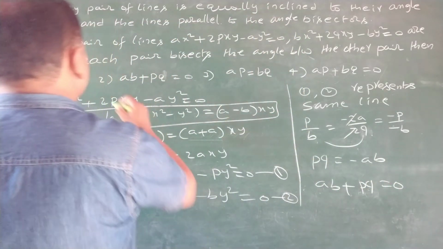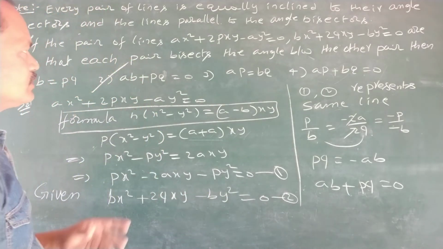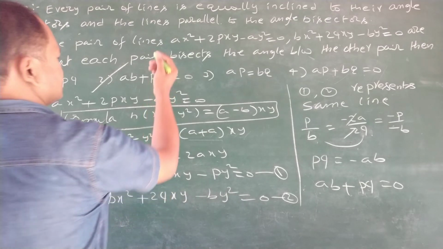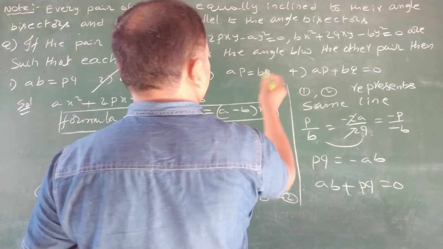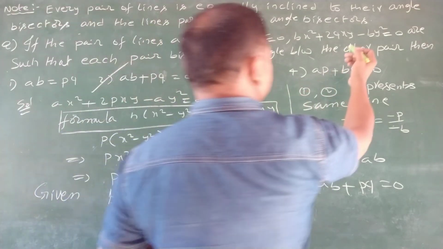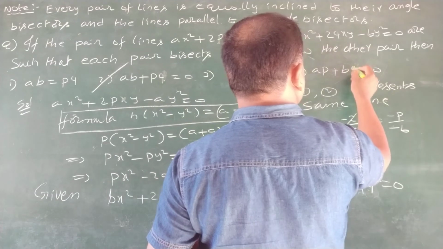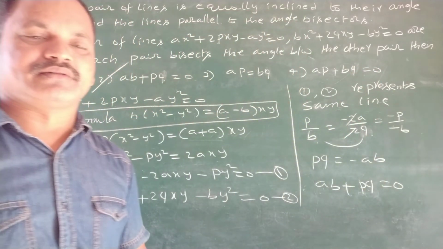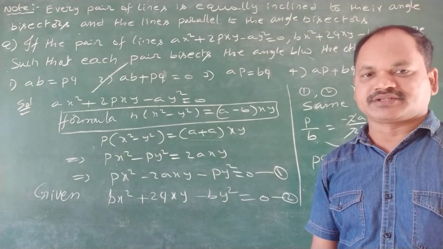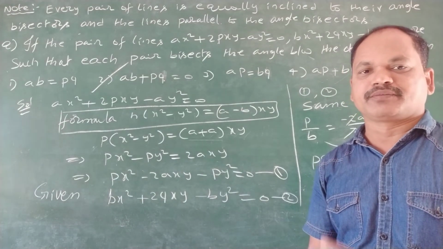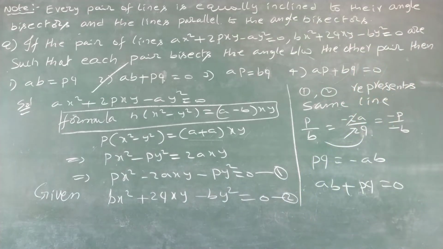That is in the second option. Okay? ab plus pq is equal to 0. That's the second option, so the second option is the right answer. So this represents an equally inclined pair of lines. The concept depends upon equally inclined pairs of lines. Now we are going to one more question on this concept.